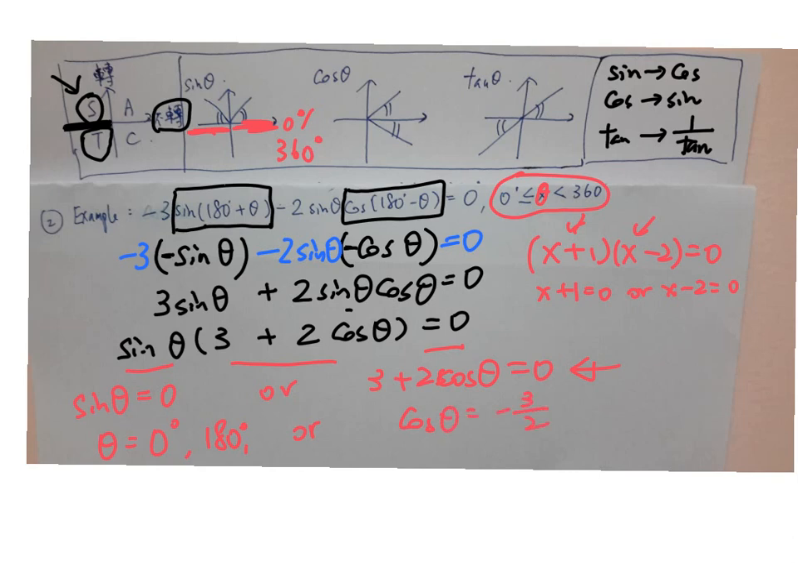over 2. So here, if you press the calculator, it is a math error. It is because cosine theta must be between -1 and 1. So in this case, this one has no solution. You should reject this one. So the answer should be 0 and 180.